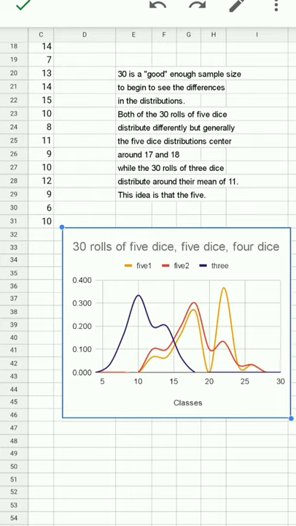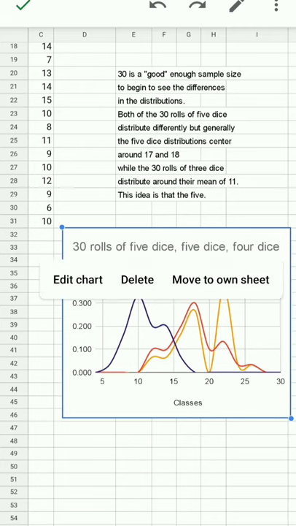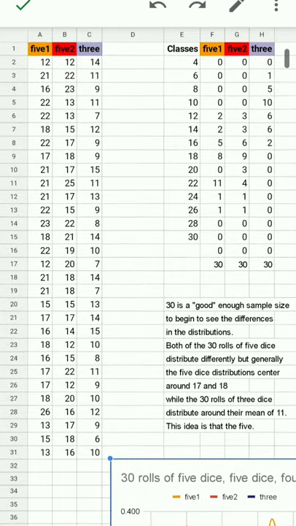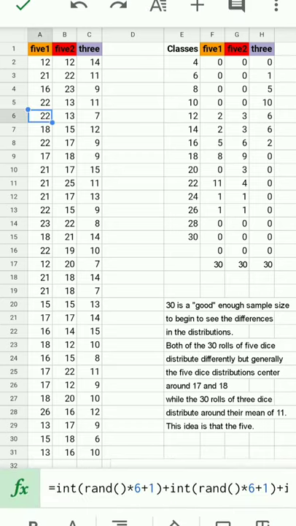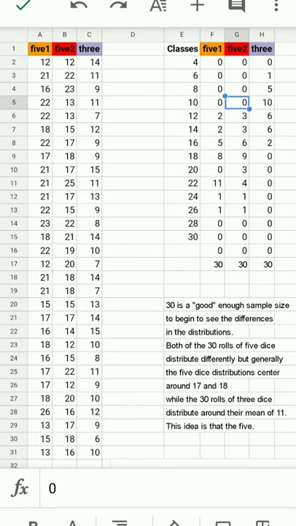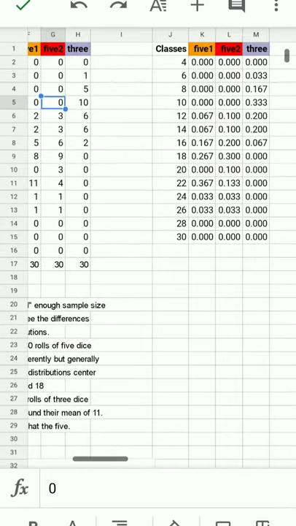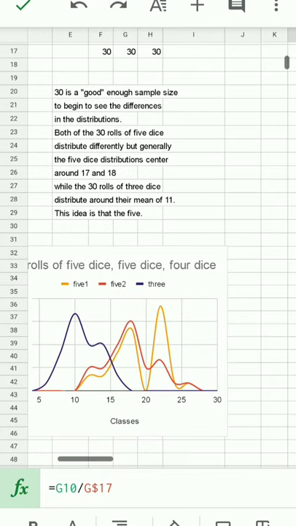of the spreadsheet. The thing to note is that the red and the yellow line are the two sets of 5 dice, each rolled 30 times. One set there in column A, another set here in column B, and these are the frequencies here. And over here are the relative frequencies for each of those cases.